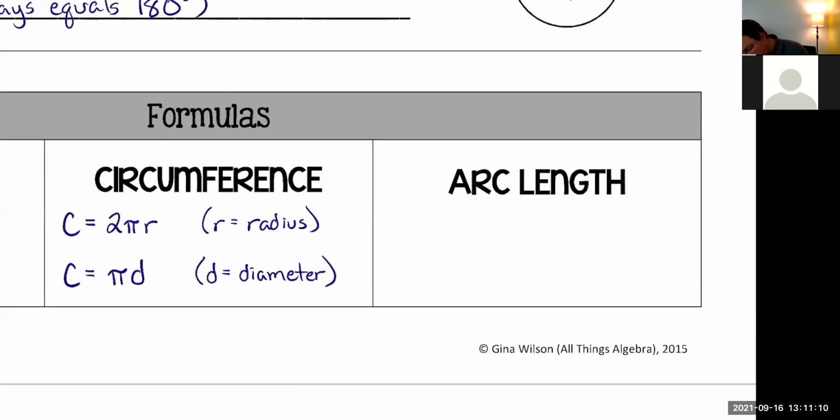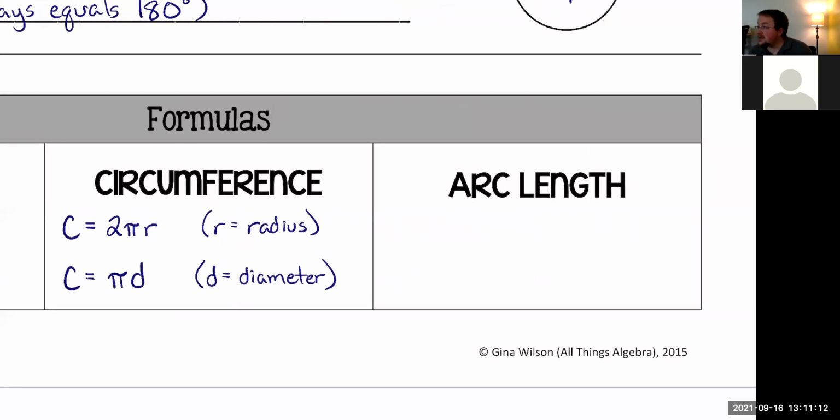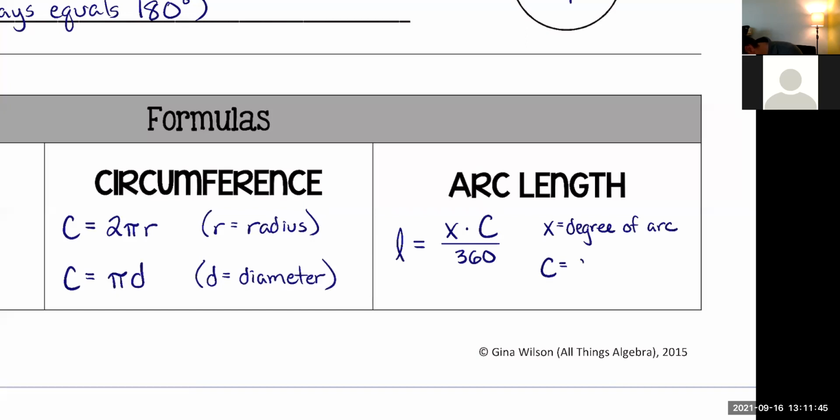The last one, arc length. This one's a little bit unique, probably not one you've ever seen before. So to find the arc length, I write this kind of to the left here. It equals x times capital C divided by 360. This is where x equals the degree of the arc, and capital C is the circumference.